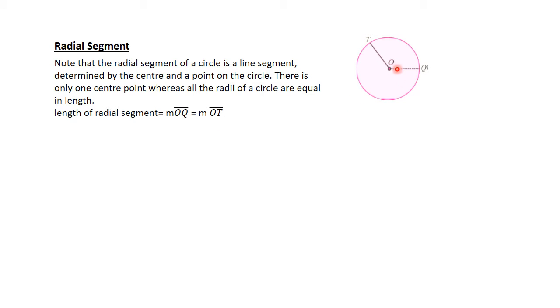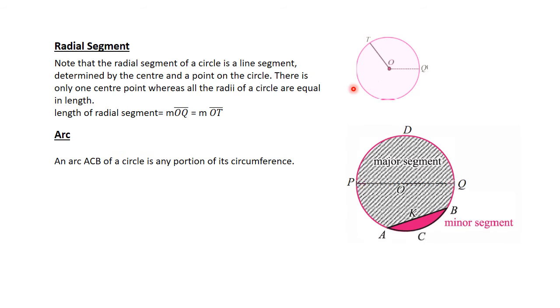Now students, the distance from the center to any point of the circle is known as the radial segment, and all the radii of the same circle are equal in size, like OQ and OT is always equal. Now students, what do you mean by an arc?